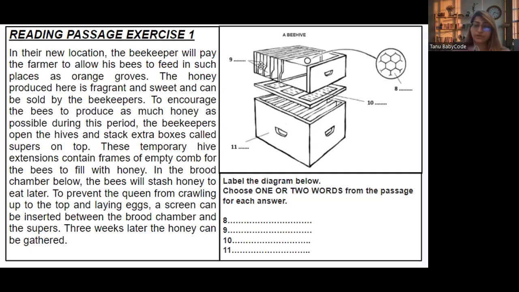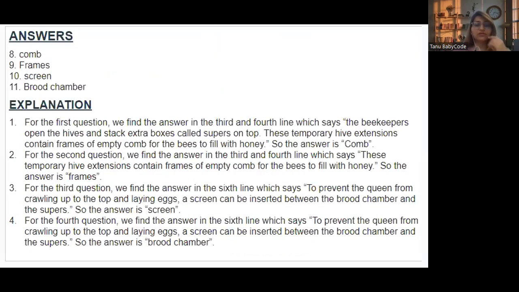So in the super, you can see all these are frames. These are the frames of this comb. So the eighth one is basically comb. The ninth one are the frames. The 10th one is the screen and the 11th one is the brood chamber. So you can check all your answers here and explanation too if you have any doubts.